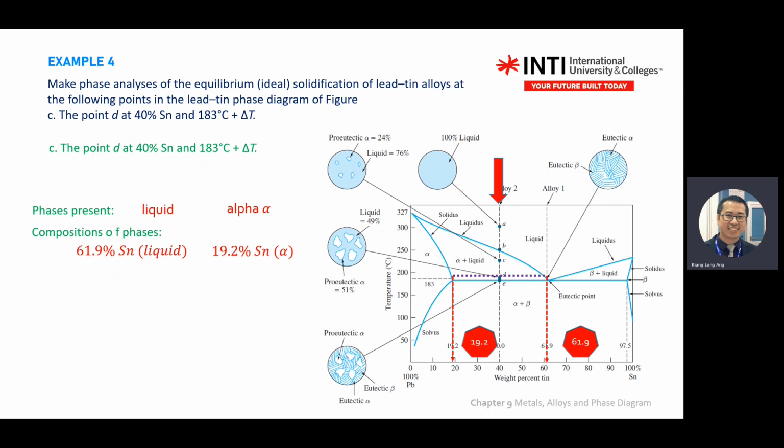Okay, SN. So again, bracket. On the far right, this one is 61% of what? SN, but in liquid form. Far left, you drop down. This one is alpha. Drop down, 19.2% alpha. So if you miss either one, you will miss marks.